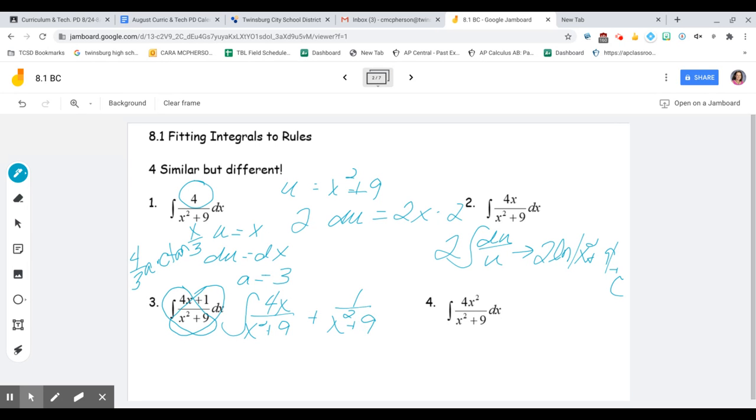So the first one we already did. We already know that it's 2 natural log of x squared plus 9. And the second part we actually already did as well. It doesn't have a 4 on front. It only has a 1 on the top. So we don't have a 4/3 in front of our arctangent. We just have a 1/3 in front of our arctangent of x over 3.